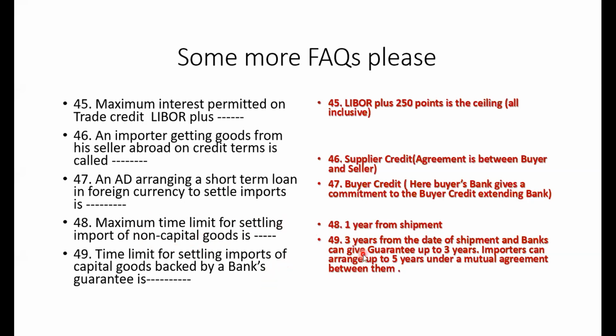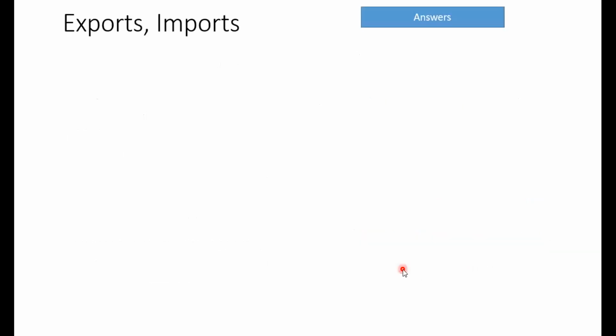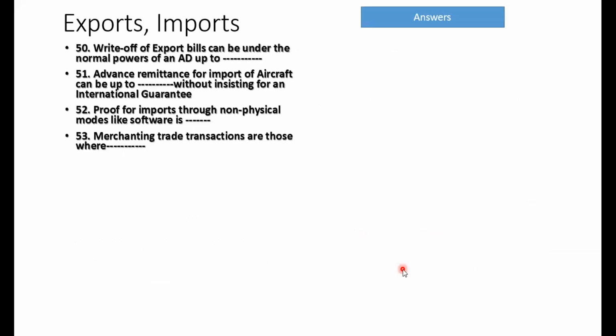Maximum time limit for settling import of non-capital good is 1 year, and for capital good 3 years. Non-capital good means raw material, services, consumables, spares. For capital goods, it is 3 years. Supposing backed by bank guarantee, they can go up to 5 years. But bank will give guarantee only up to 3 years. But the importer, exporter, if they have a mutual understanding, RBI rule permits 5 years. They can have, but bank cannot give a commitment beyond 5 years. That you remember. Okay. That 50th one. This also they are asking.